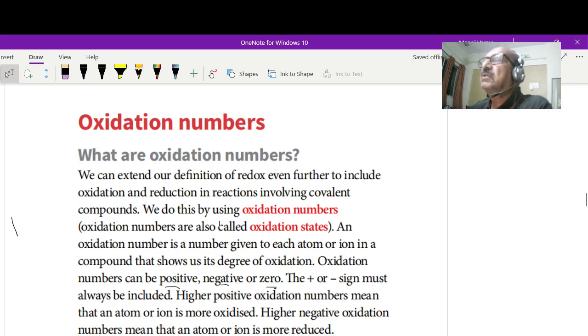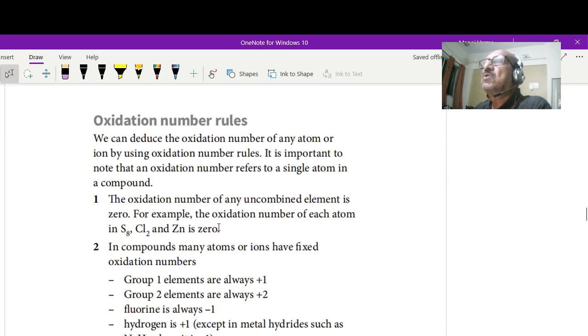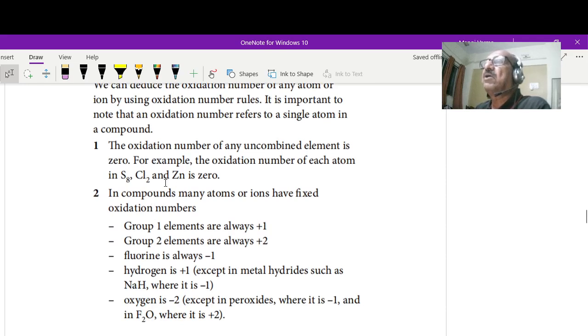Okay, so let's go further. Oxidation number rules. The first rule is quite obvious: the oxidation number of any uncombined element is 0, and we already discussed that, like when it is S8, sulfur, or Cl2, Zn. These elements are not combined with any other element. Chlorine is combined with itself, sulfur is combined with itself. So in that case, the oxidation number for that element is 0.